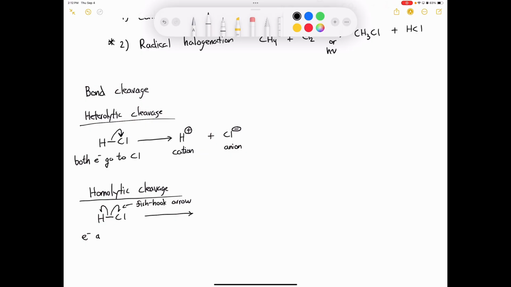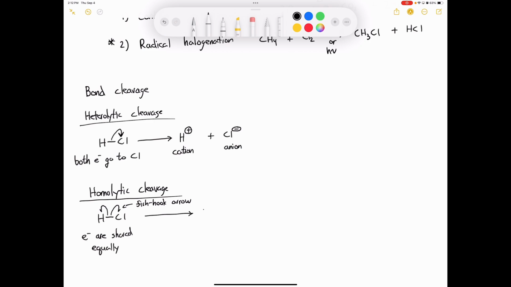Electrons are shared equally here. Well, in covalent bonding, electrons are shared, but they're not often shared equally, unless they're the same atom. But when we break this bond, sometimes it breaks evenly, and sometimes both electrons just go to one atom. Homolytic cleavage is the former.